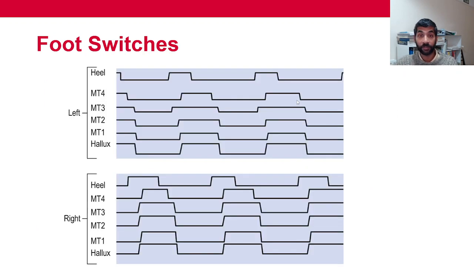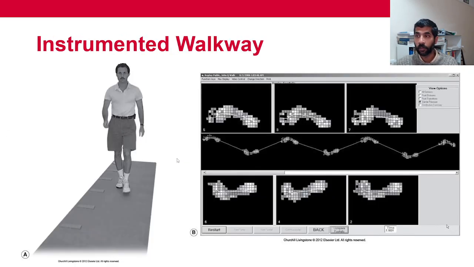You can also have many switches on the shoes instead of just two or three, and that will help you to really decipher what's happening and divide the gait cycle and which phase you are in very, very nicely. Okay, so that's another way to do it.